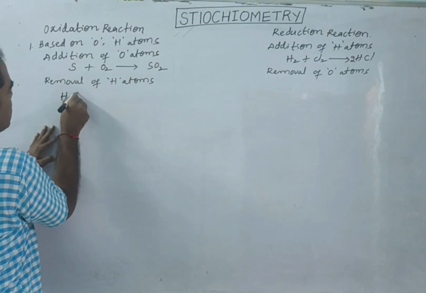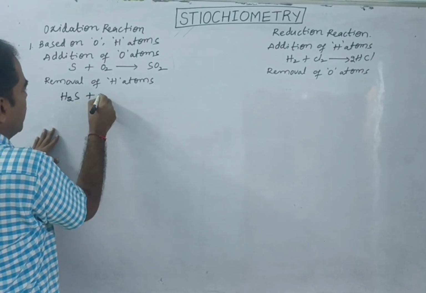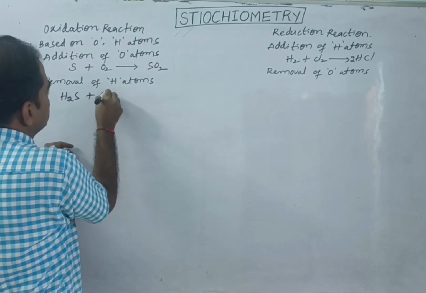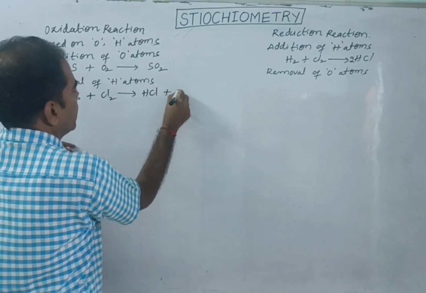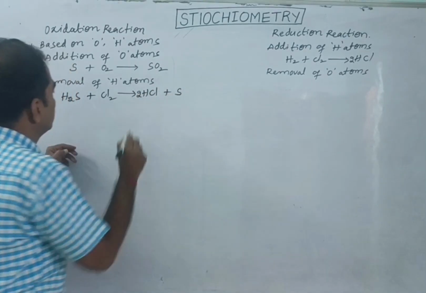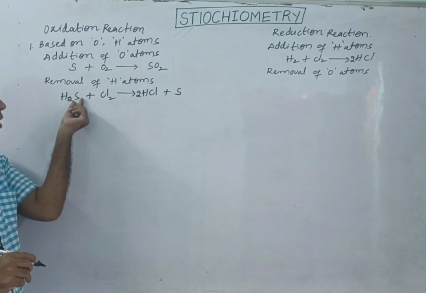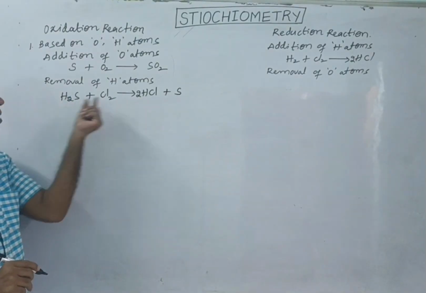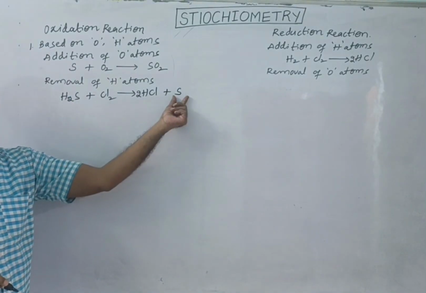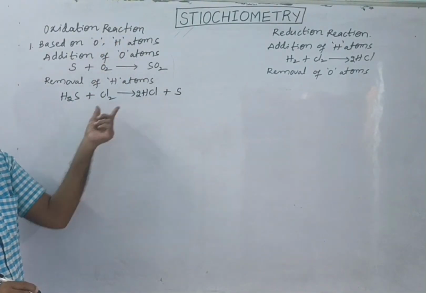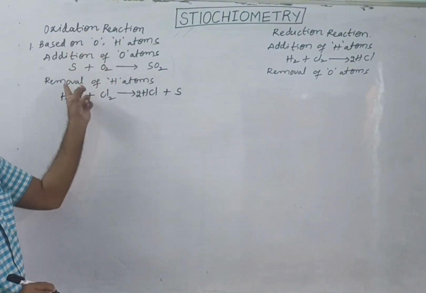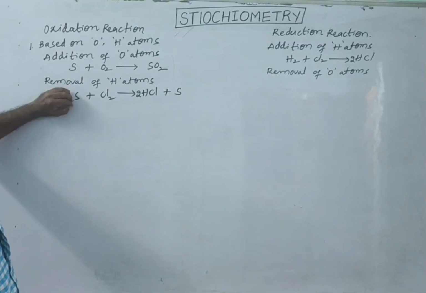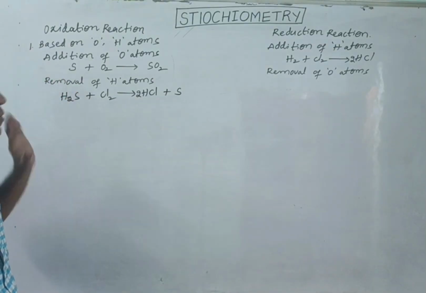See H2S. This one reacting with Cl2 gives rise to HCl plus S. See here with sulfur 2 hydrogen atoms are present, but here only sulfur. This is oxidation reaction. That means H2S, removal of hydrogen. Hydrogen atoms are removed from H2S, hydrogen sulfide.